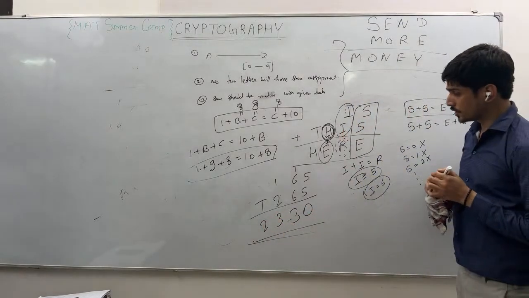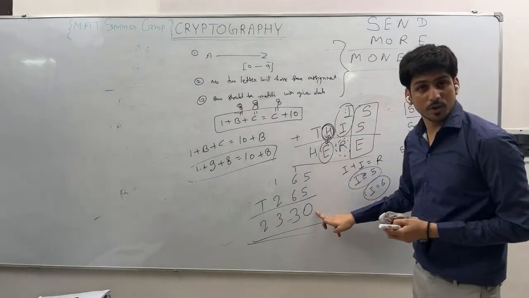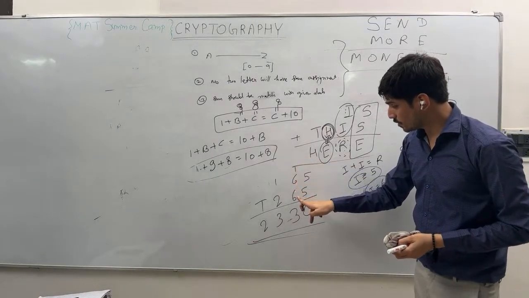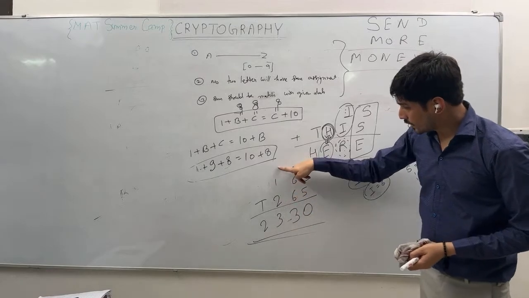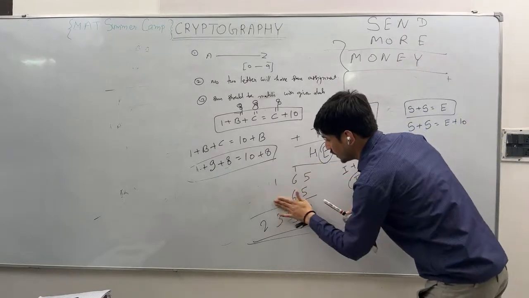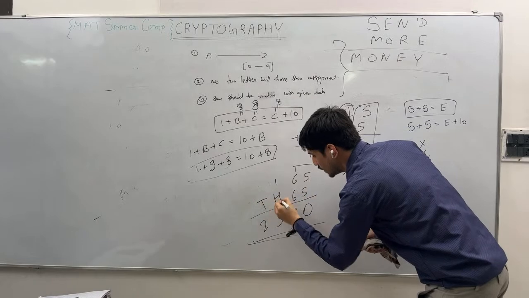Some mistake or it's clear? Let's check. 5 plus 5, 0. 1. 1 plus 6, 7. 7 plus 6, 13. 1. And then, okay, here we have got h and t. Okay, we'll try again. H and t. Here we have got 3.